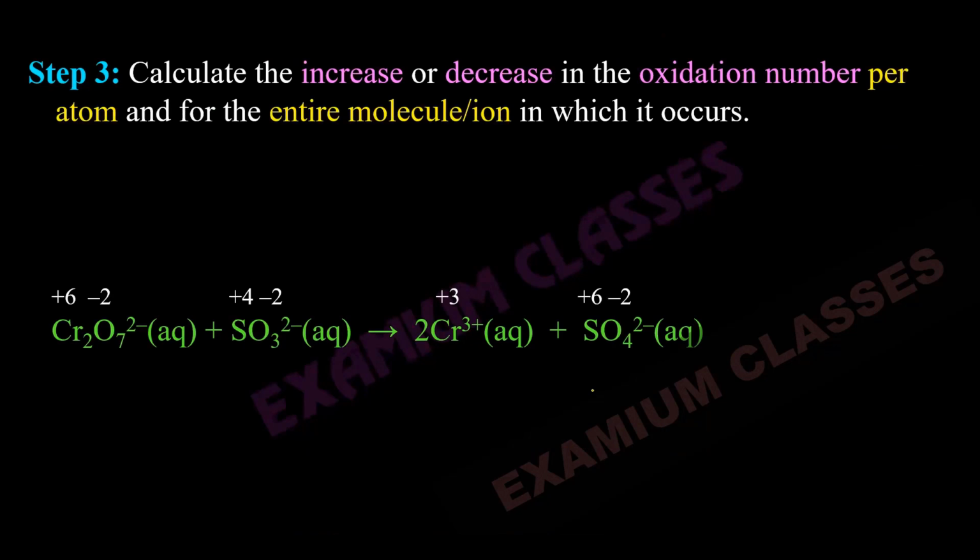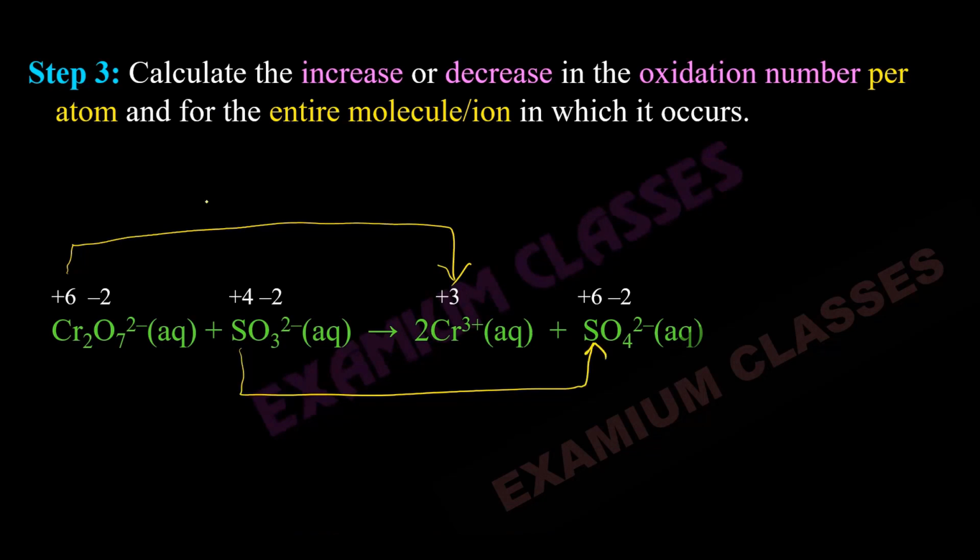Now the third step. The third step is we need to calculate the increase or decrease in oxidation number. So as you can see here, the oxidation number decreased. The oxidation number of chromium decreased. Remember, I am writing 2 here because it was very much evident. I have done it as an extra step. And the sulfur oxidation state increases. So here the oxidation number decreases.